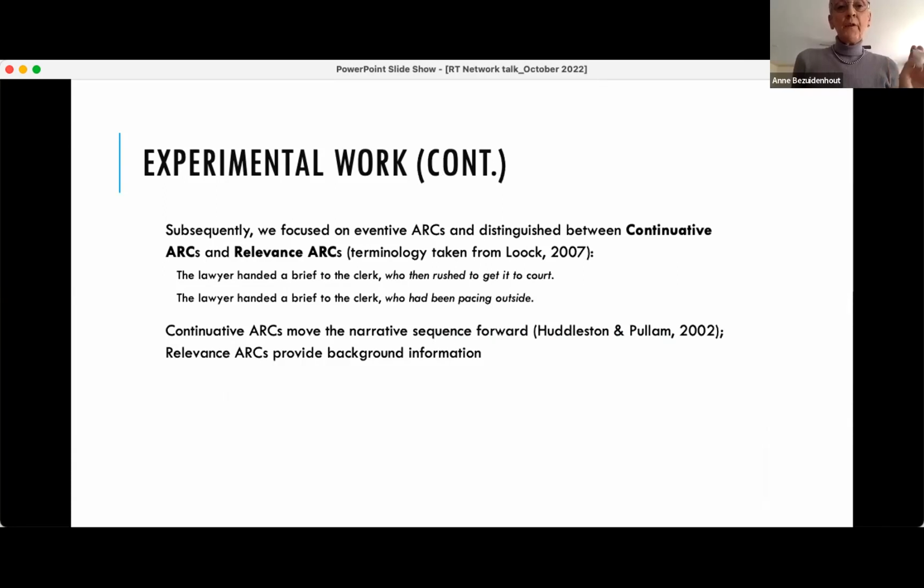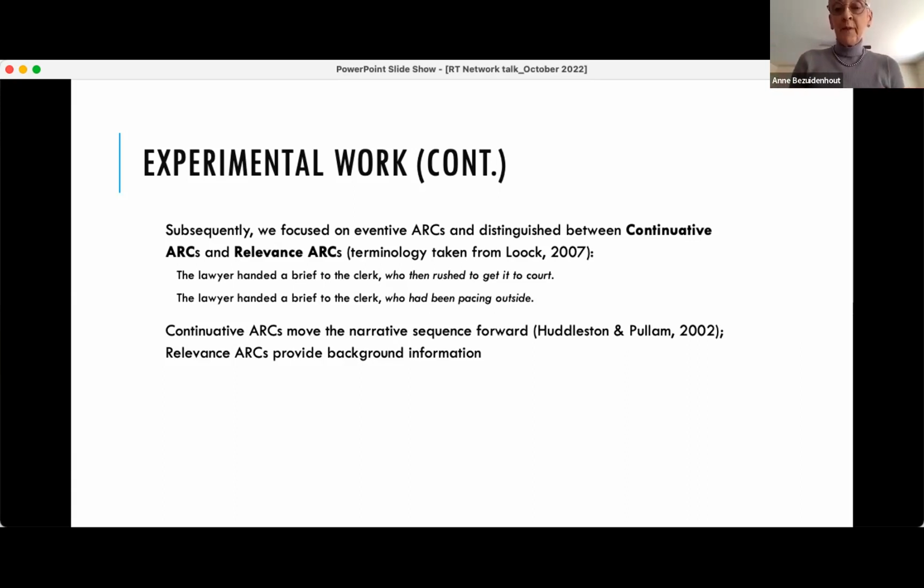Subsequently, we focused on just eventive ARCs and distinguished between what we call continuative and relevance ARCs, which is terminology taken from Rudy Luke. Here would be an example: "The lawyer handed a brief to the clerk, who then rushed to get it to court." That would be a continuative ARC because it moves the narrative sequence forward.